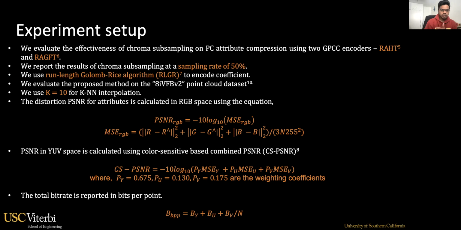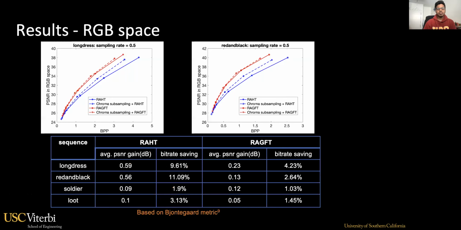To measure the distortion, we are using PSNR in both RGB space as well as in YUV space. For RGB space, we just take a pixel-wise MSE of the R, G, and B components. But in YUV space, we use a metric called color sensitive based combined PSNR, where the MSE of the Y, U, and V channels are weighted based on certain experiments. So we use these two distortion PSNRs to calculate our RD curves. Here are the results.